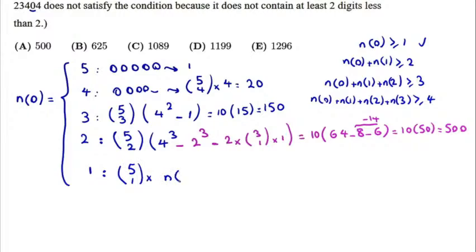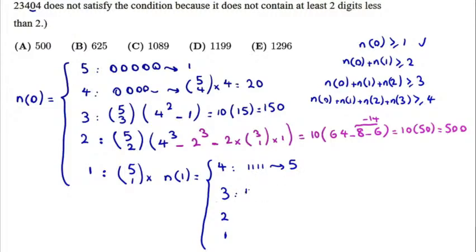Now I consider n of 1. What is n of 1? N of 1 can be 4, can be 3, can be 2, can be 1. Can it be 0? Because n of 0 is 1 in this case. If n of 1 is 0, then the second condition won't be satisfied. So we should consider these 4 cases. In this case, all of them should be 1. So we have 1, 0, and all of them should be 1. So 5 choose 1, which will be 5 here.